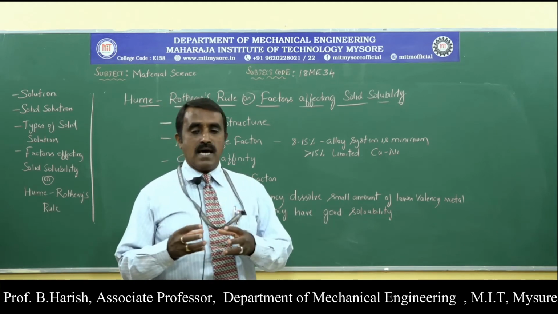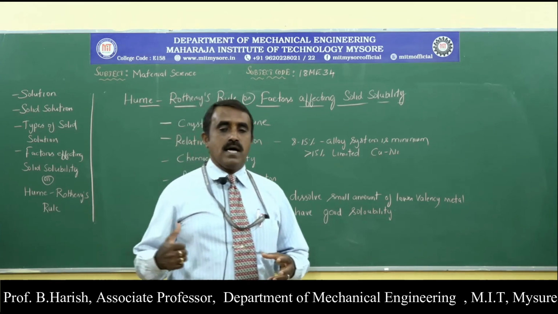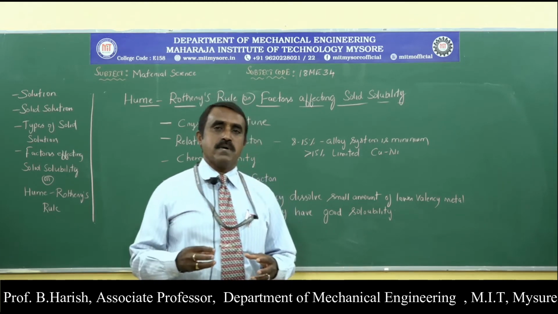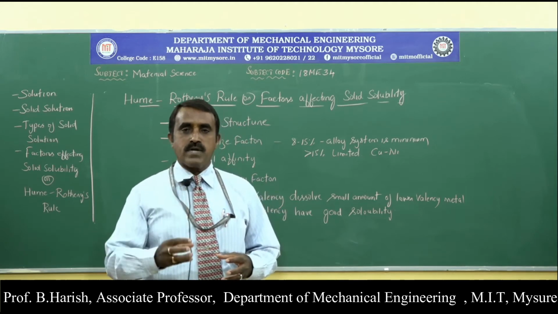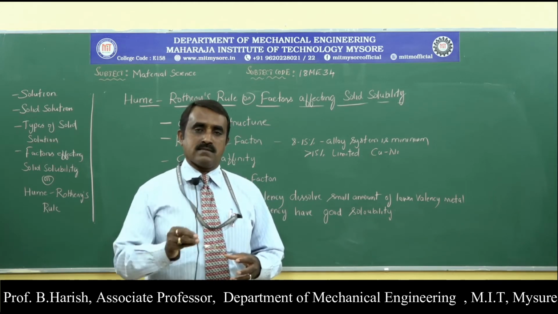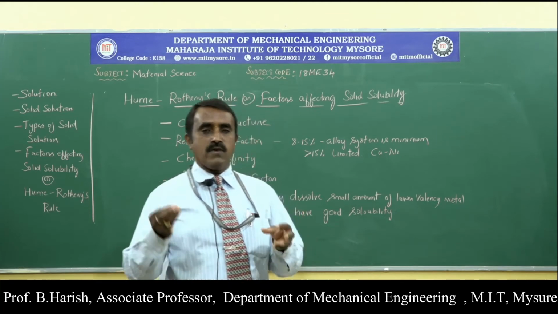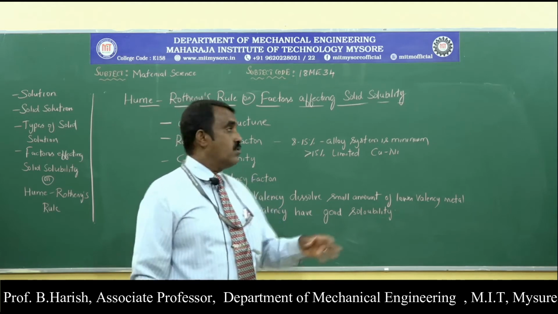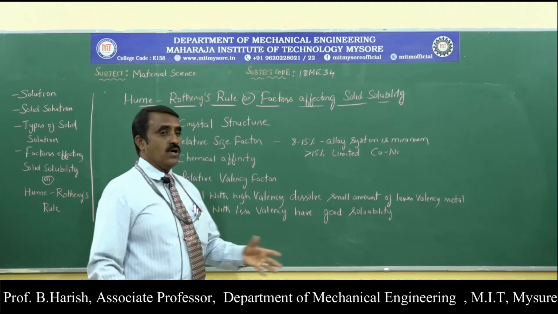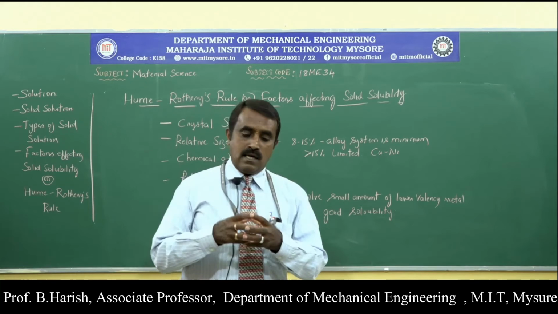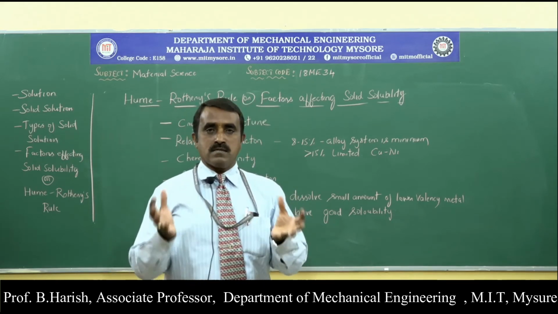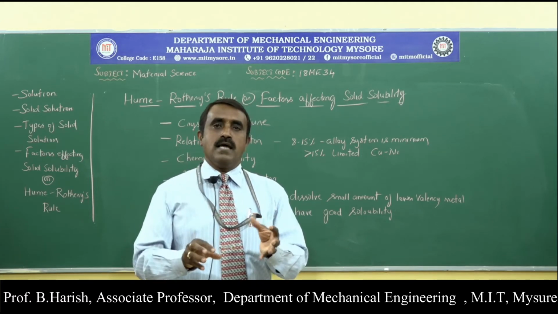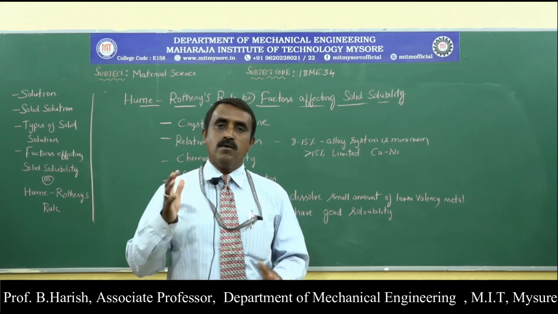We have discussed interstitial solid solution, where the atoms should occupy the interstitial space. If that is the case, the size of the interstitial atom should be less. Example, what we have seen, carbon diffusing into iron. Carbon atom size will be less than iron. Now if both are the same size, then the solubility of one in another will be more.